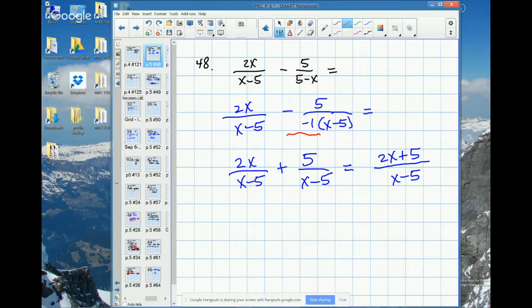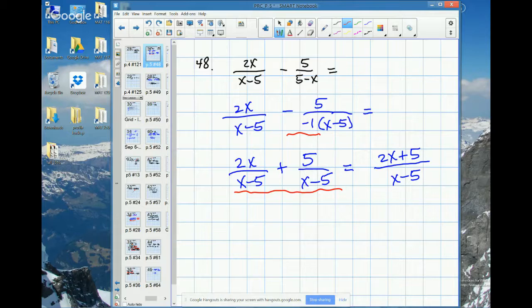So, but I still don't have a common denominator. What am I going to do with that -1? Well, what's a positive divided by a negative? So it's a negative. So this whole first fraction is negative. And what happens when you subtract a negative? It's adding a positive. So now, voila. Now I have a common denominator, and even easier than that, it's an addition problem.